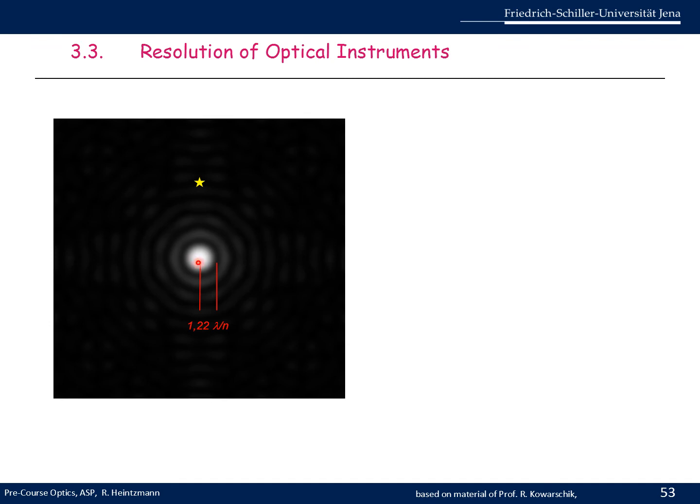And if we do the math, we find that we have 1.22 lambda over d as the resolution, as the distance between the maximum and the first minimum of such an array pattern that is formed as the image of collimated light, for example. So that would be a single star.